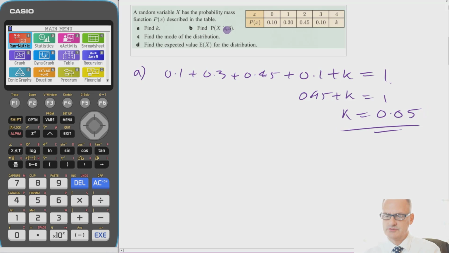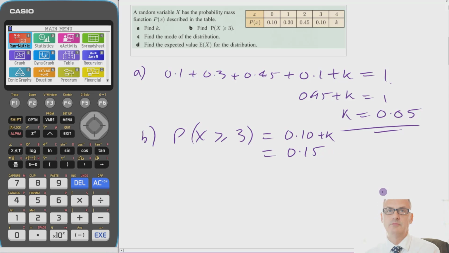Part B, find the probability that x is greater than or equal to 3. So it's going to be equal to 0.1 plus k. Whatever answer you got for k, you're going to get 0.1 plus k, and that would be follow-through marks in the test. But here we get 0.15. C, find the mode of the distribution. The mode is where the probability is greatest, so it's equal to 2, because the probability there is 0.45. None of the other probabilities are bigger, so therefore the mode is 2.